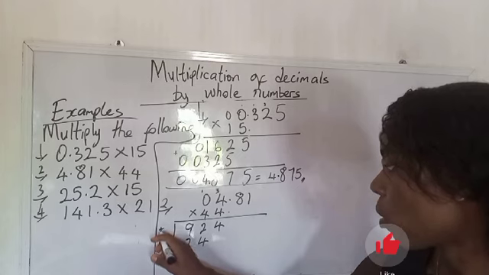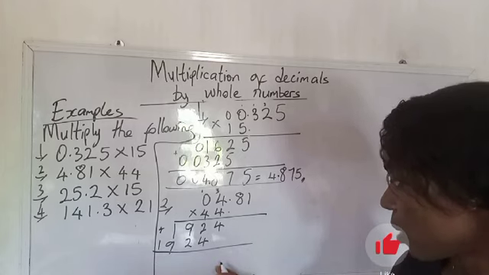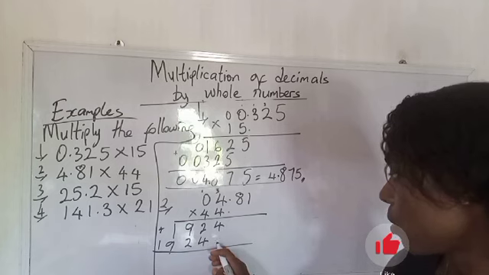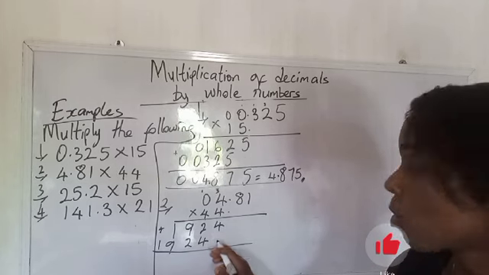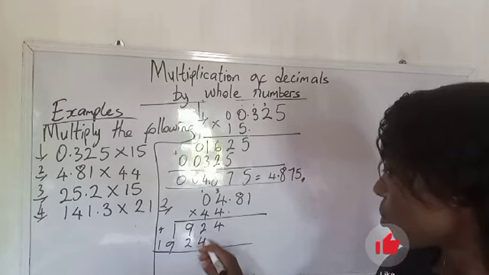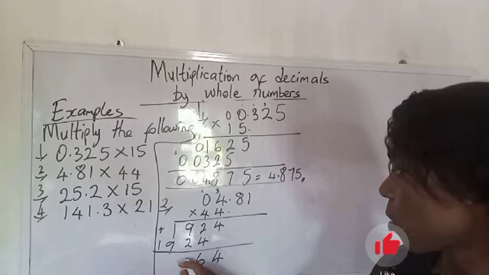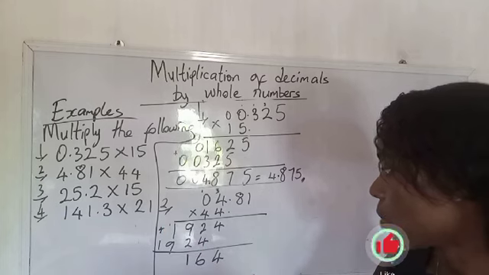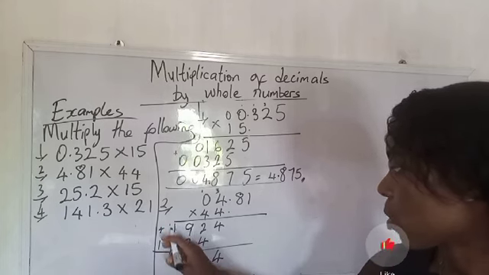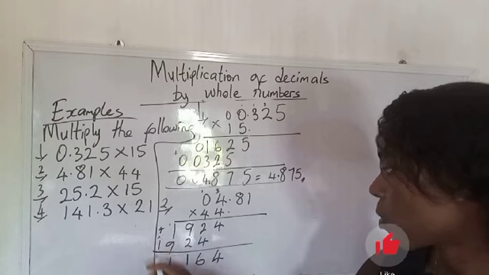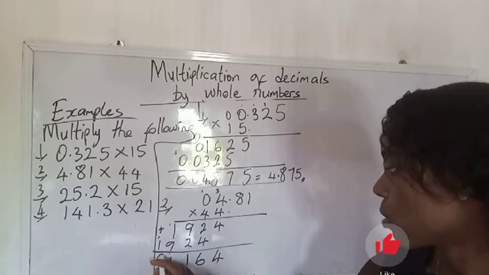Thereafter I add them all up according to their columns. 4 plus 0, there's nothing here. 4 plus nothing is 4. 2 plus 4 is 6. 9 plus 2 is 11. Put down 1, I carry 1 over. 9 plus 1, 10, plus 1, 11. Put down 1, I take 1 over. 1 plus 1 is 2.